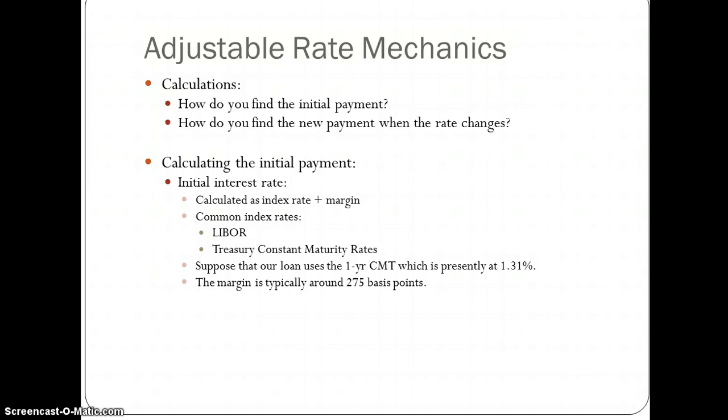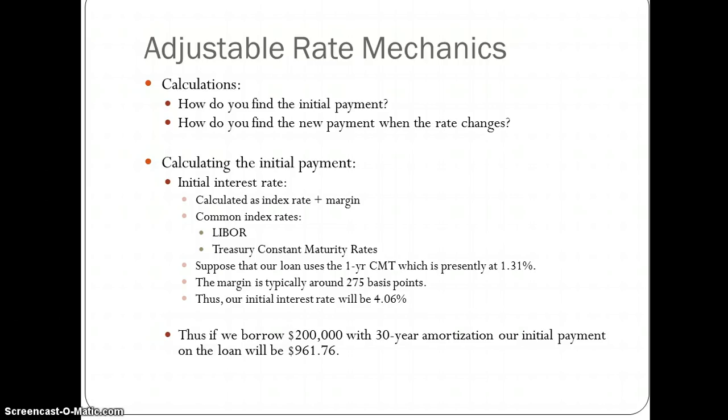And let's suppose our lender's margin is 275 basis points, which, recall, 100 basis points is 1 percentage point, so 275 basis points is 2.75 percentage points. To find our initial interest rate for this loan, we simply add together the value of our index rate, 1.31, plus the margin, 2.75, to arrive at an initial interest rate of 4.06%.